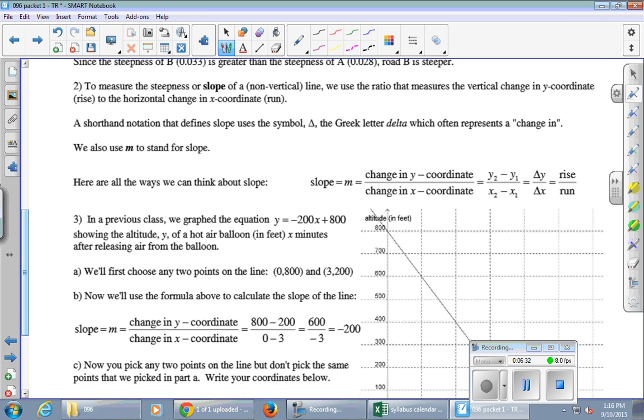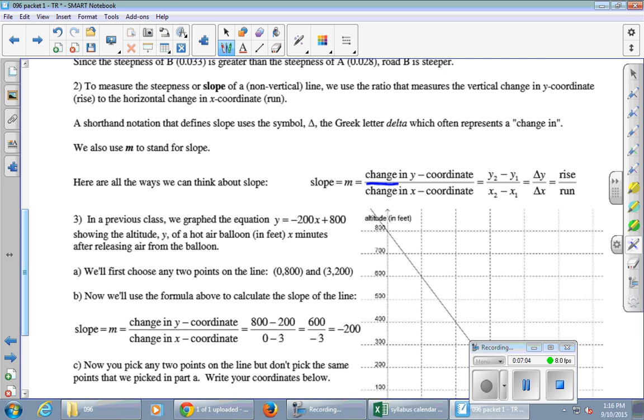Shorthand notation for slope uses the symbol delta, looks like a little triangle, which oftentimes in math or science represents a change in. And for some reason, we use the letter M to stand for slope. That's something you've seen before. So lots and lots of ways to think about slope, all written out here. Slope, which we can use the letter M for, is the change in the y over change in the x, right? That's the vertical over the horizontal. If you actually have coordinates given to you, oftentimes we use these little subscripts here, y2 minus y1 over x2 minus x1.